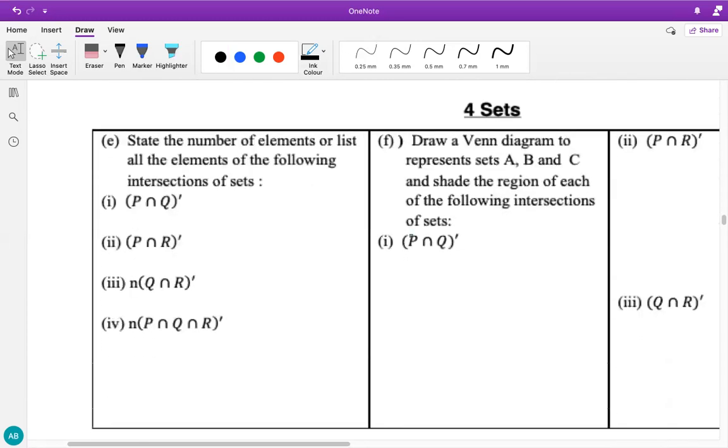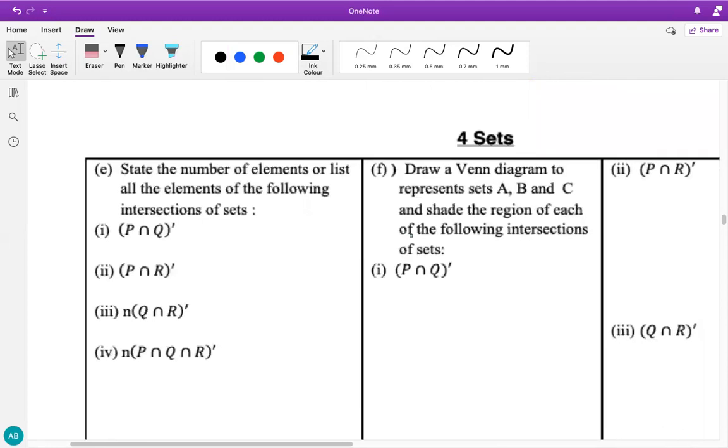So now we go to state the number of elements or list all the elements of the following intersection of sets. So it should be complement, complement of set. So never mind. So what is P intersect Q again? P intersect Q, still remember it's 3, 5, 7. So P intersect Q prime will be other than listed here: 1, 2, 3, then 4, 5, 6, 7, 8, 9, and 10. So this is P intersect Q prime.